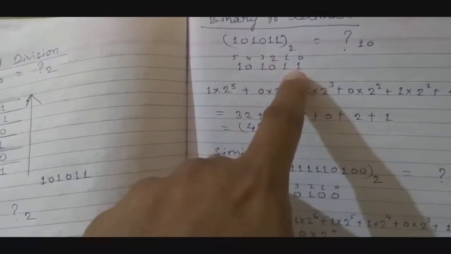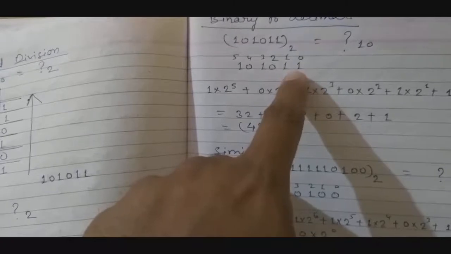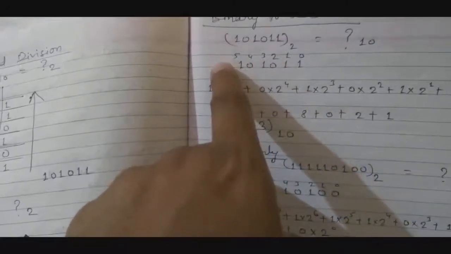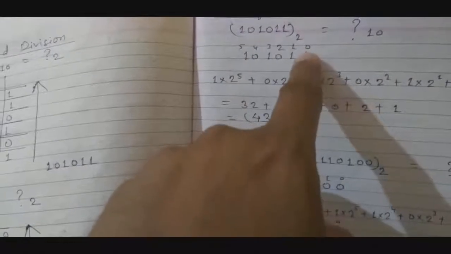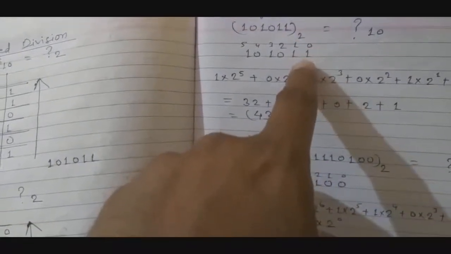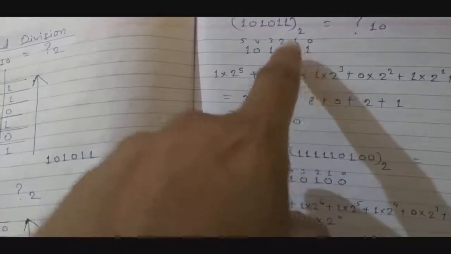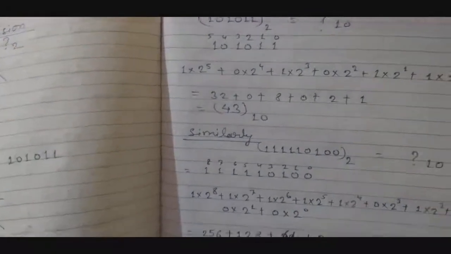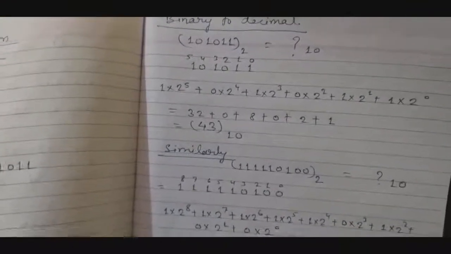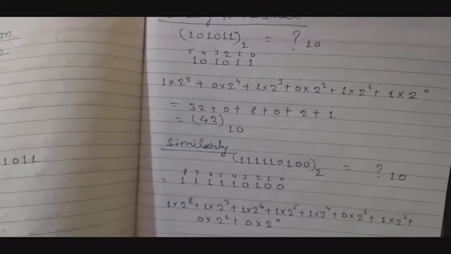So the rightmost digit will have place value 0, then 1, then 2, then 3, then 4, then 5. We have to start the place value from 0. Now these place values will become the power of 2. I am repeating it once again: these place values will become the power of 2.